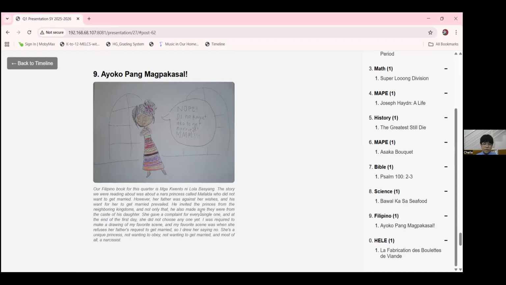Filipino. Okay, so our Filipino book for this quarter is Mga Kwento ni Lola Basyang. Lola Basyang is a man, but he's not gay. So the story we're reading was called Yung Prinsesa ay Mapulubi, something like that.